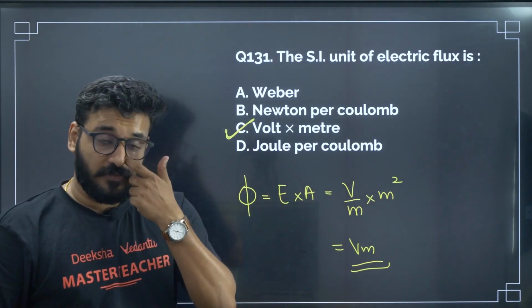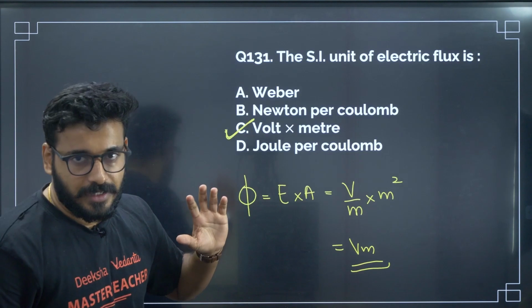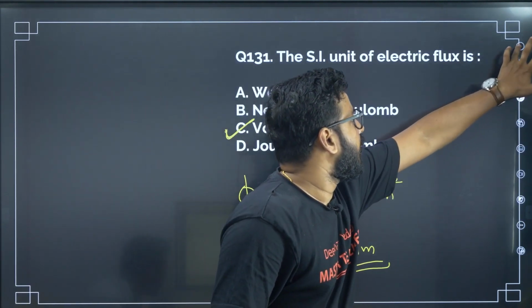Electric field into area is flux. Electric field is volt per meter and area is meter square. You can directly get the answer. All right, very simple question. Look at the next question.